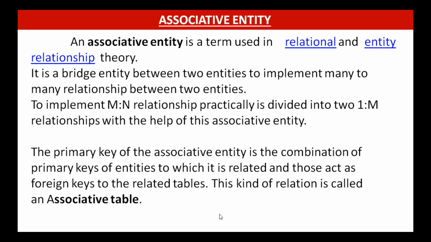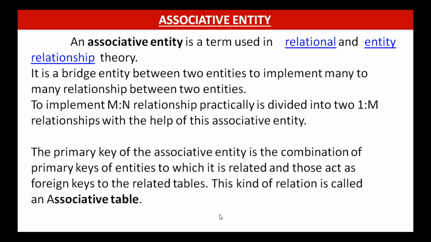So to implement many-to-many relationships, we can use an intermediate entity. That entity is known as an associative entity. What is the rule to form the associative entity? The primary key of the associative entity is the combination of primary keys of the entities to which it is related, and those act as foreign keys to the related tables.